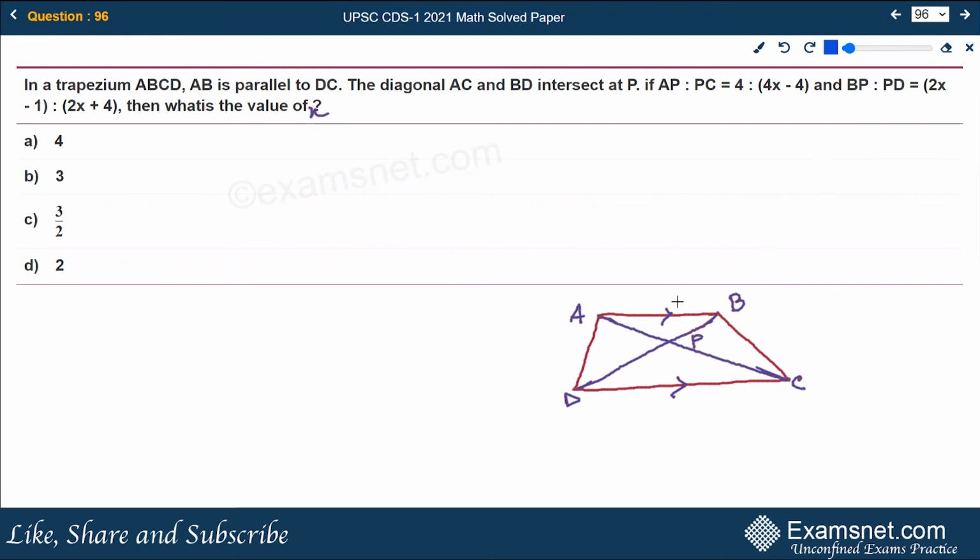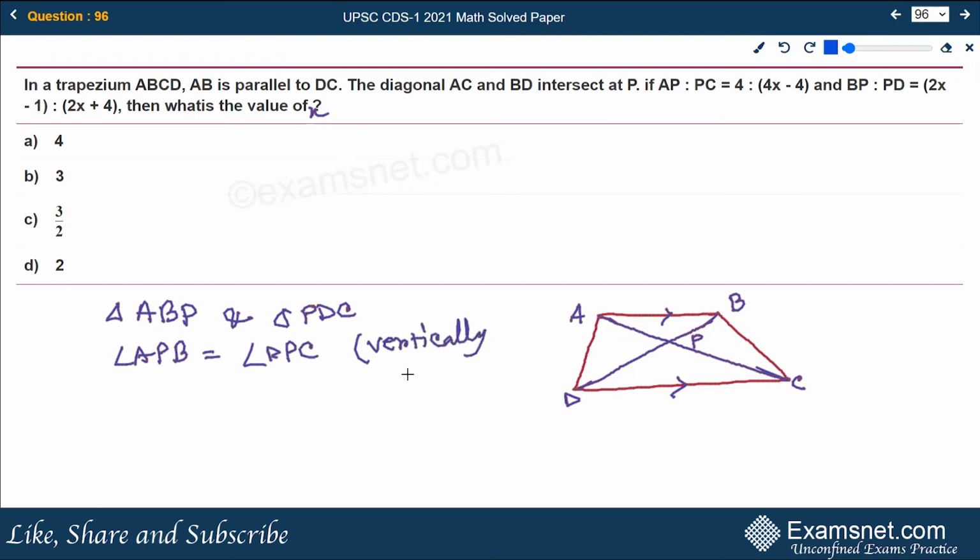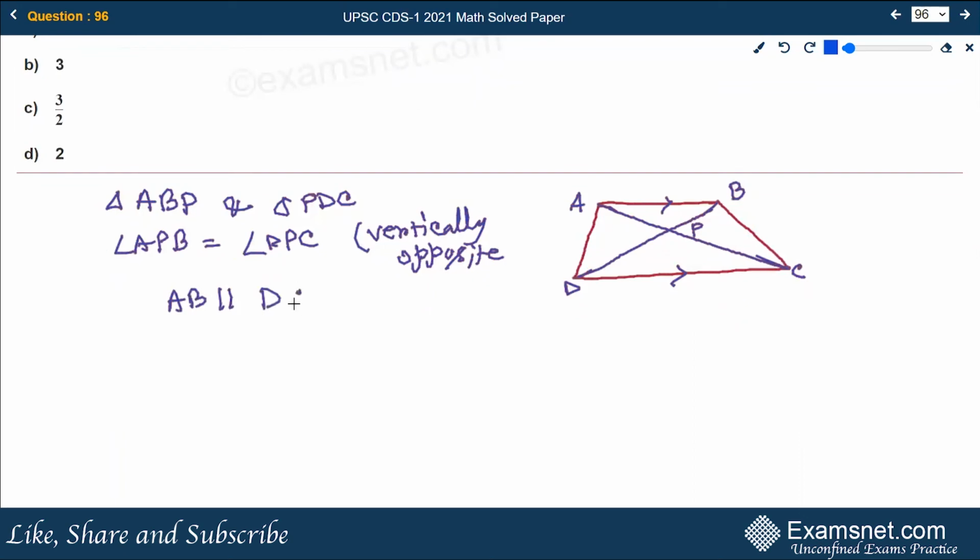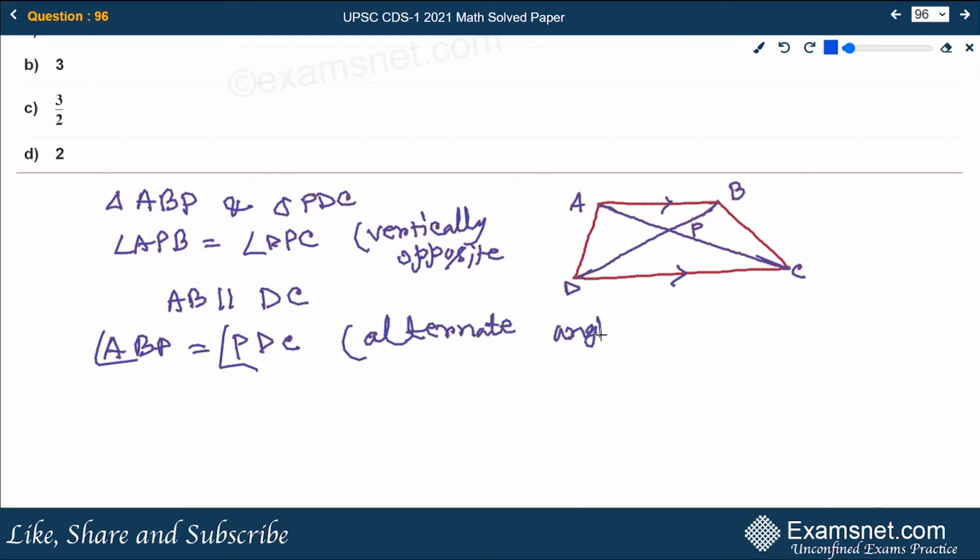I have already drawn the trapezium ABCD. If we consider these two triangles, ABP and PDC, we see angle APB equals angle DPC, as they are vertically opposite. Since AB is parallel to DC, angle ABP equals angle PDC, alternate angles. Therefore triangle ABP is similar to triangle PDC by AA criteria.